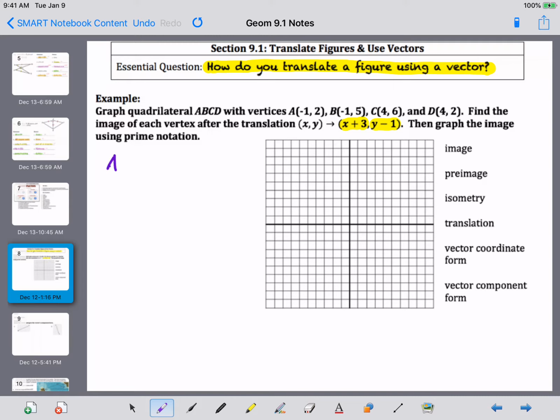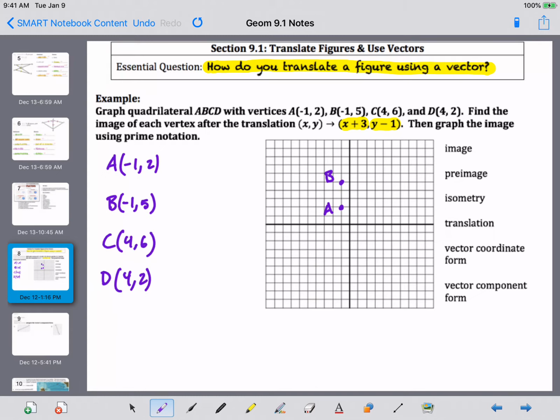So to start out, I'm going to write down A is at negative 1 comma 2, B is at negative 1 comma 5, C is at 4 comma 6, and D is at 4 comma 2. Those are just listed above. All right, so let's go ahead and graph those 4 points. A is at negative 1 comma 2, so we put an A by that point. B is at negative 1 comma 5. So that is point B there.